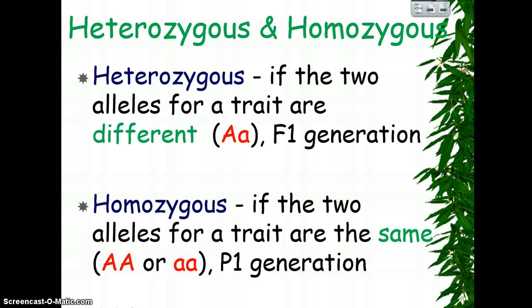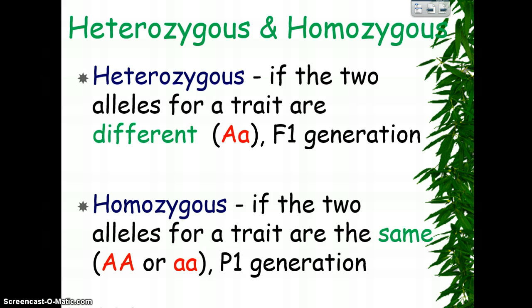Then we have heterozygous and homozygous. I've used the word heterozygous in the last video. Heterozygous is where two alleles are different. Remember, an allele is the form of the trait, and you get one allele from mom and one from dad, which is why we always have two letters for every trait. The heterozygous allele always shows up in the F1 generation. The F1 generation is always heterozygous, meaning capital letter, small letter.